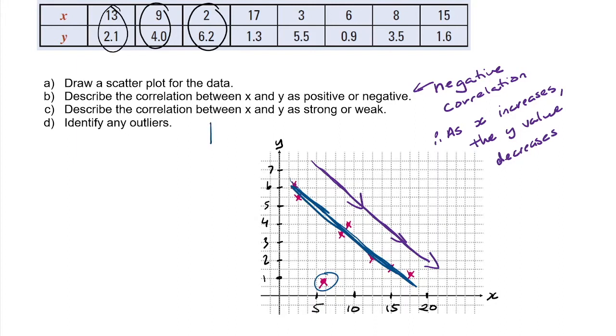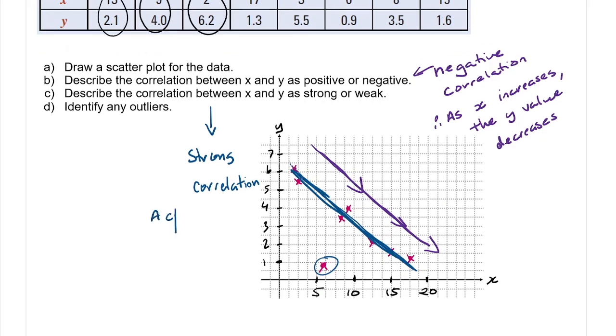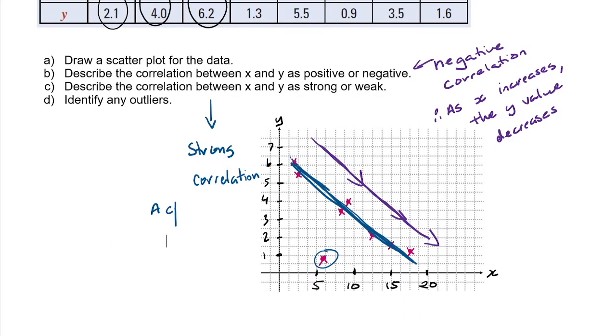So we're looking at a pretty strong correlation. There is a clearly defined trend, a downward trend. So that makes it a very clear, strong correlation.